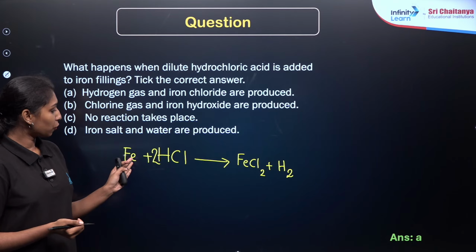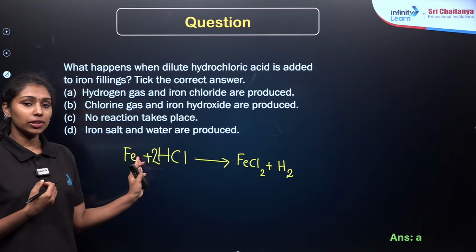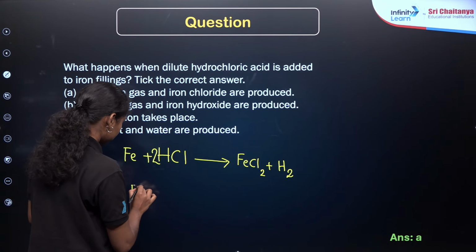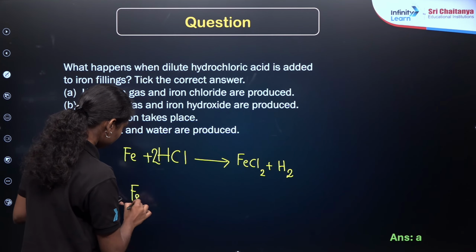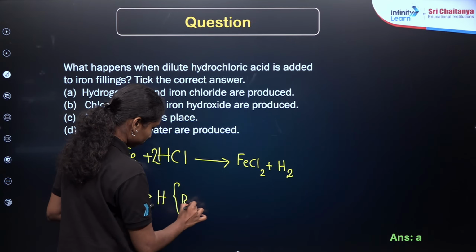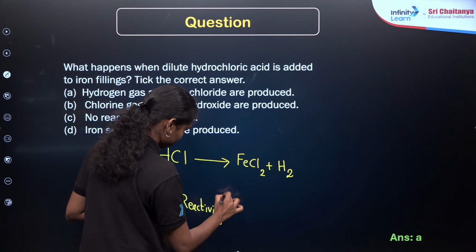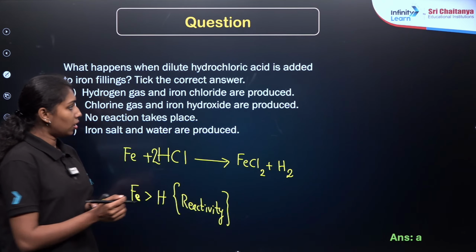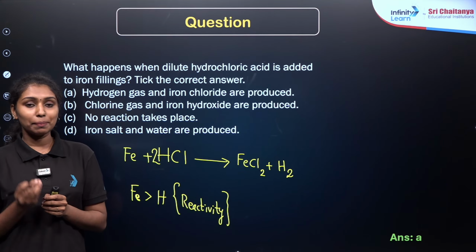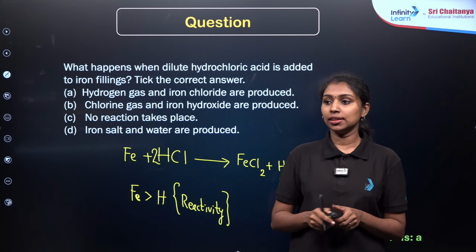So if you are comparing the reactivity series of iron and hydrogen, iron is more reactive than hydrogen, so it easily displaces hydrogen from the hydrochloric acid solution. Whenever you have any questions based on chemical reactions, you need to write down the balanced chemical equations for the reaction. So here option A will be the correct answer.